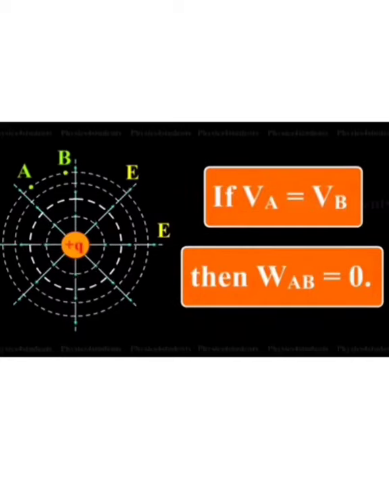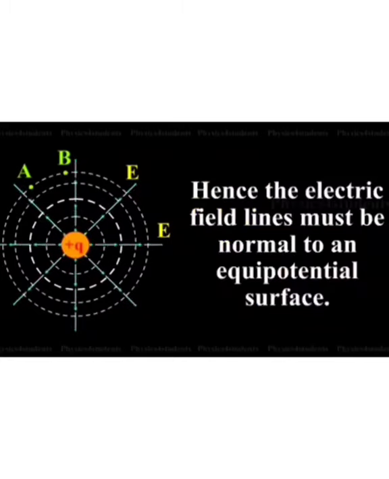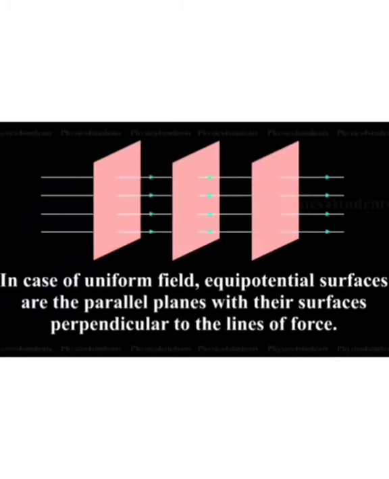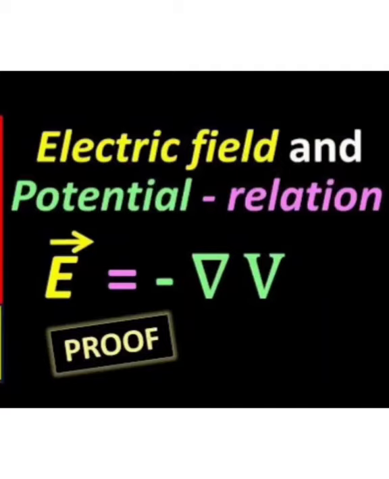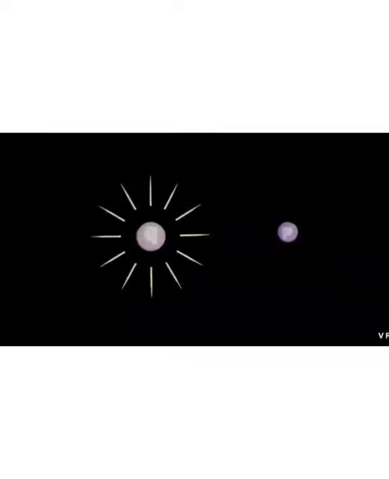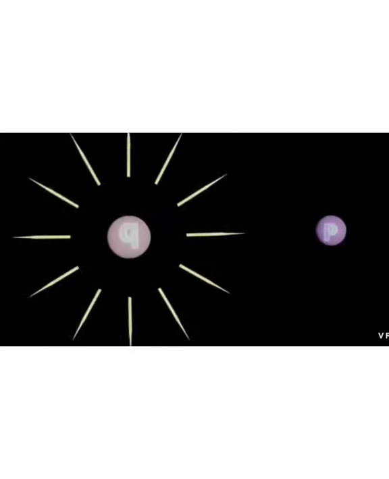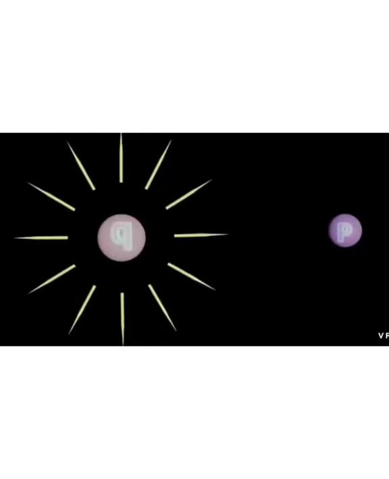If the value of potential VA is equal to VB, then the net work done from A to B is equal to 0. Hence, the electric field line must be normal to an equipotential surface. In case of a uniform field, equipotential surfaces are parallel planes with the surfaces perpendicular to the lines of electric field.